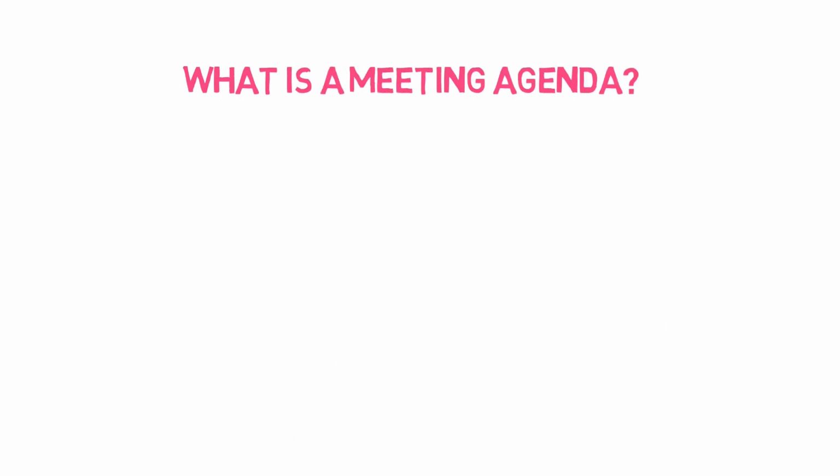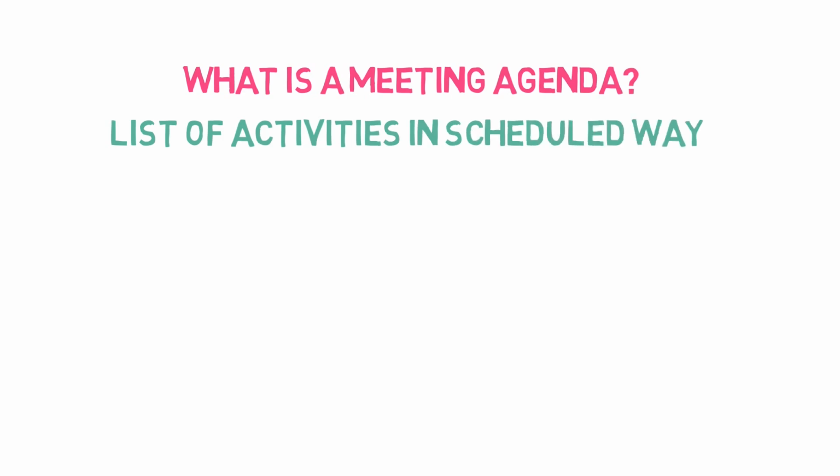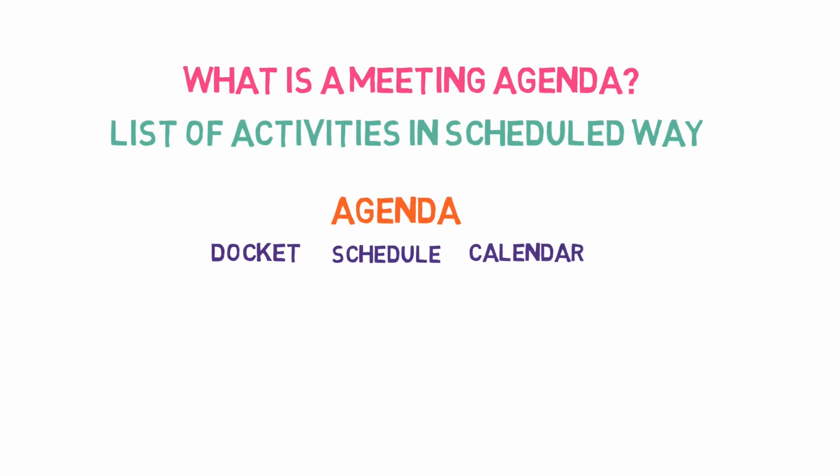What is a meeting agenda? A meeting agenda is a list of activities with a schedule that participants are hoping to achieve during the meeting. An agenda may also be called a docket, schedule, or calendar.